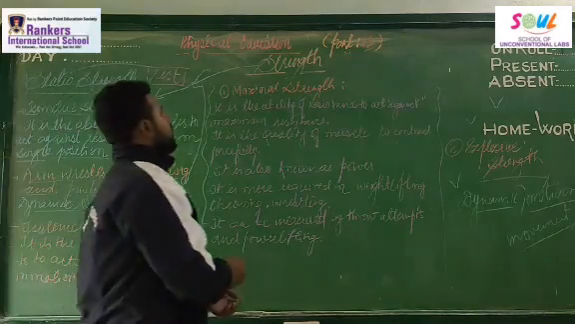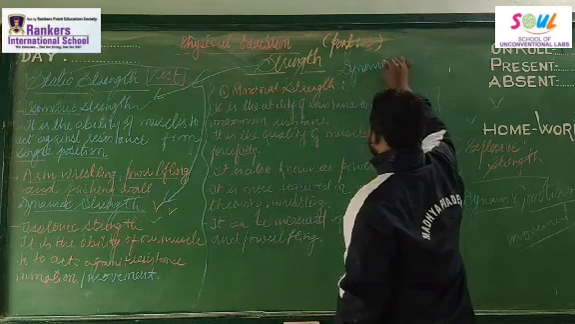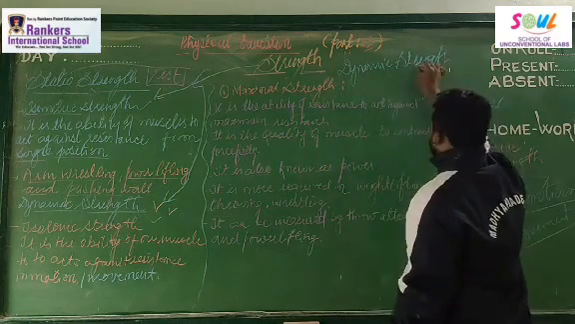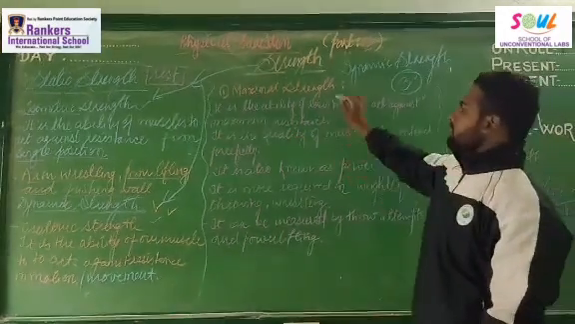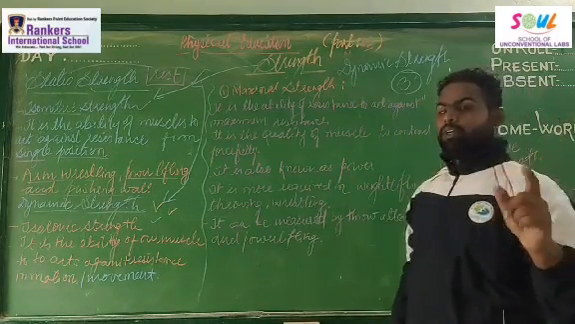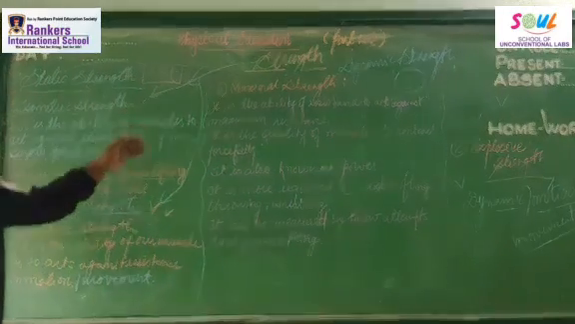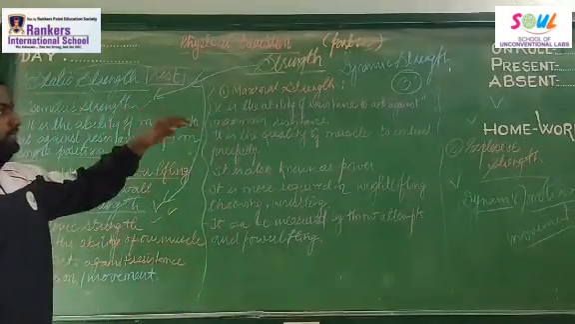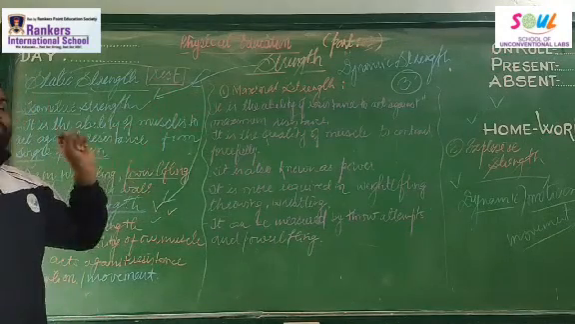Now dynamic strength is of 3 types. How many types? 3 types. First is maximal strength. So the first type of dynamic strength is maximal strength. What is the meaning of maximal strength? It is the ability of our muscles to act against maximum resistance.